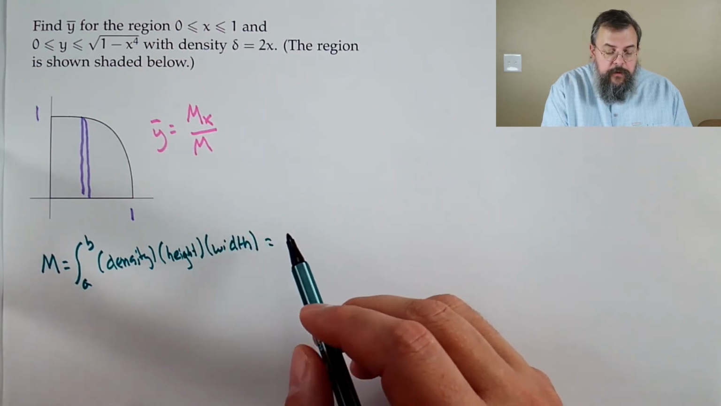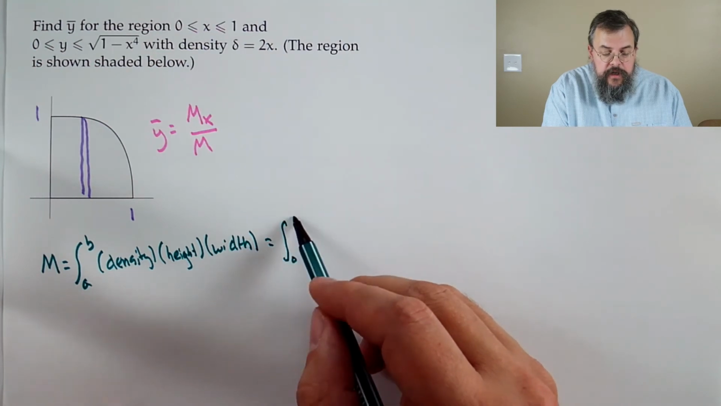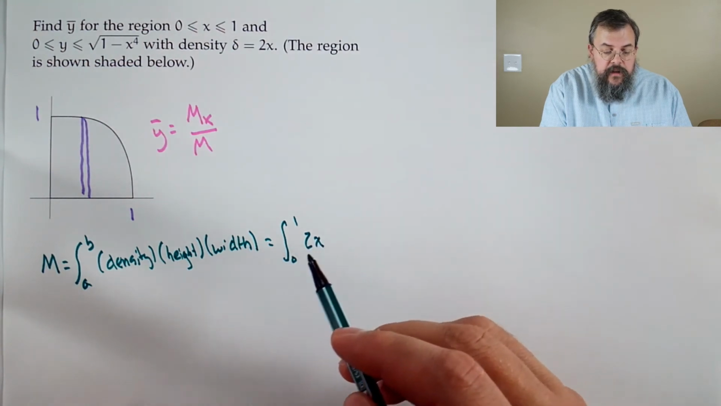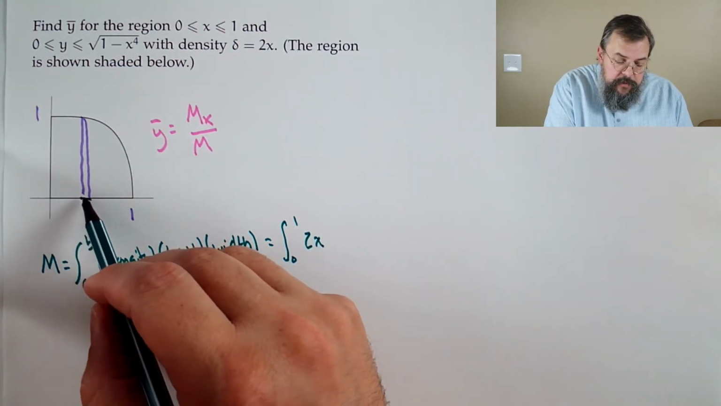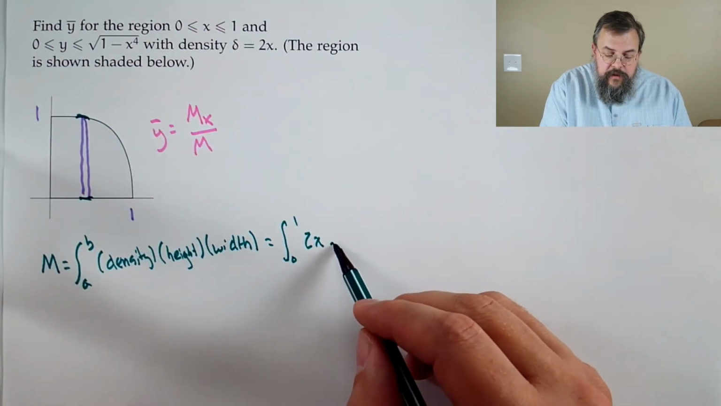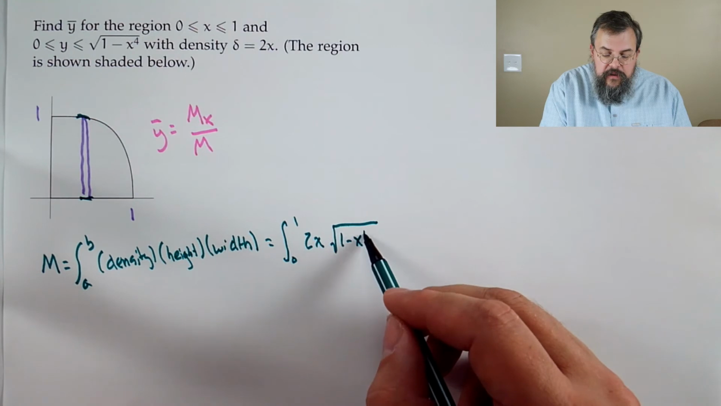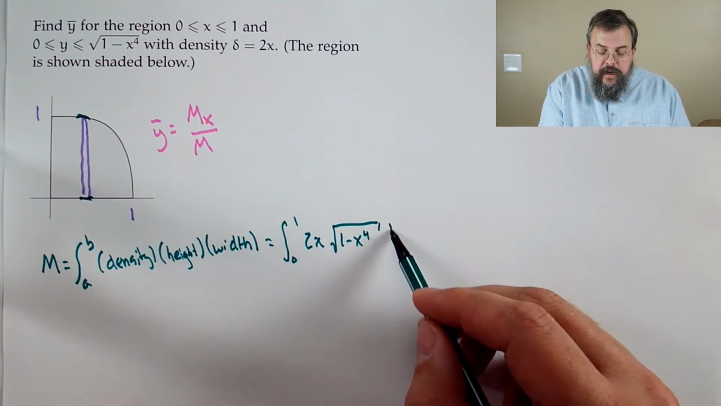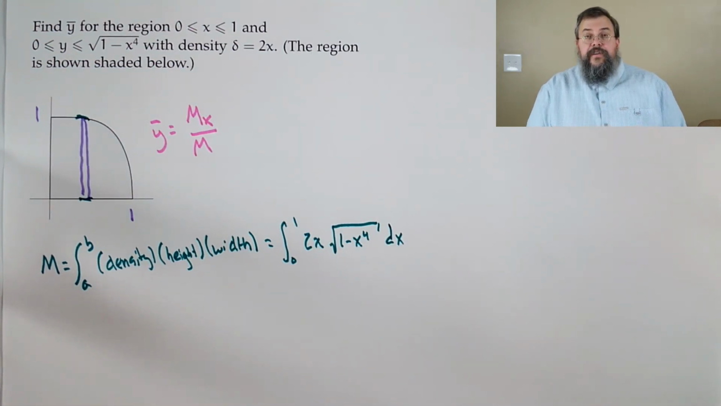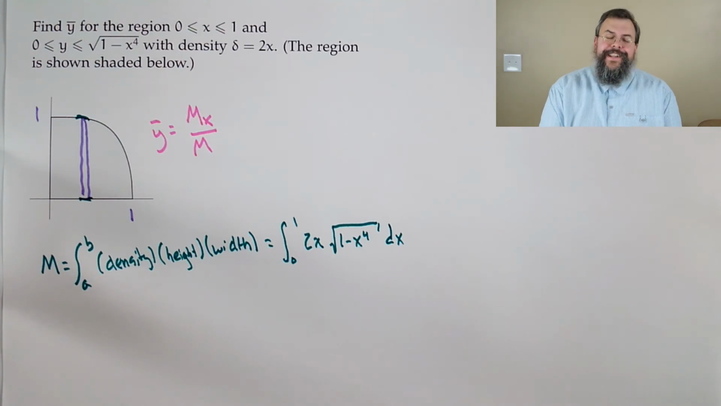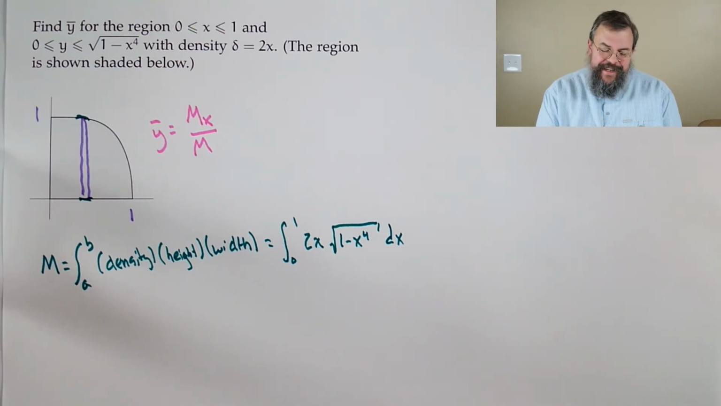So for us, that's saying 0 to 1, the density, which is 2x, the height, well, the height is from the bottom curve to the top curve. The top curve is the square root of 1 minus x to the fourth, and the bottom curve is 0, so that's our height, dx. Okay, so now all we have to do, it might take us a little bit here, is to integrate that.